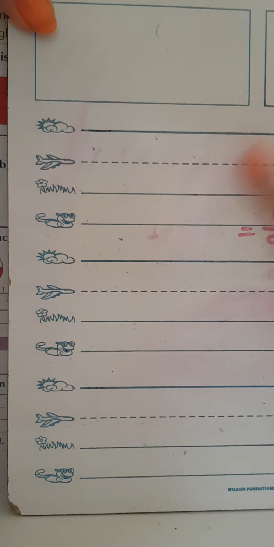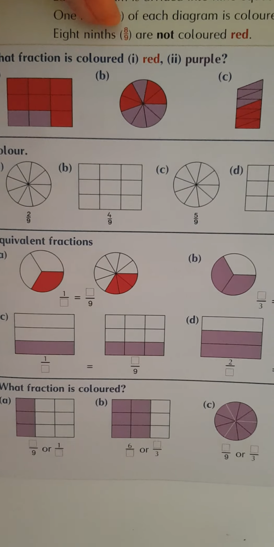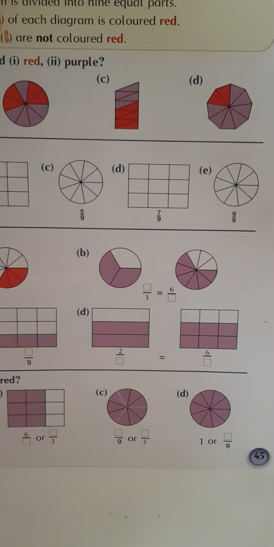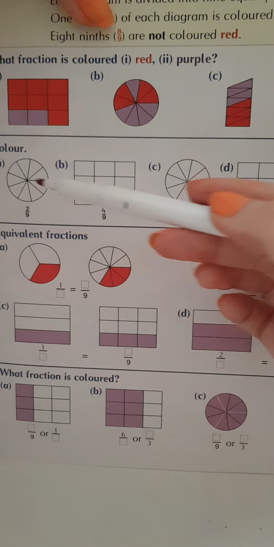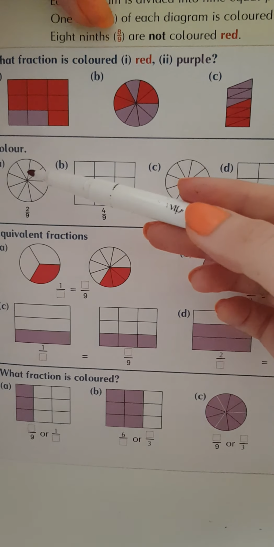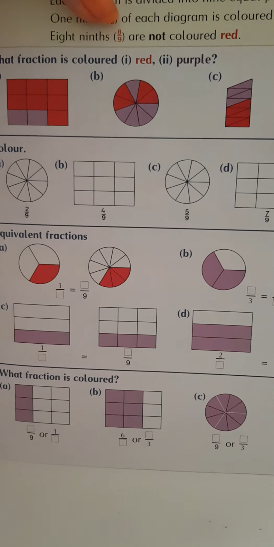And then for part 2, you draw it out again and you just colour in 2 parts out of 9, 4 parts out of 9, 5 ninths, 7 ninths, 9 ninths. So the hardest thing about this one would be trying to do a circle that has exactly 9 parts in it. That might be trickier than before. And that's all.